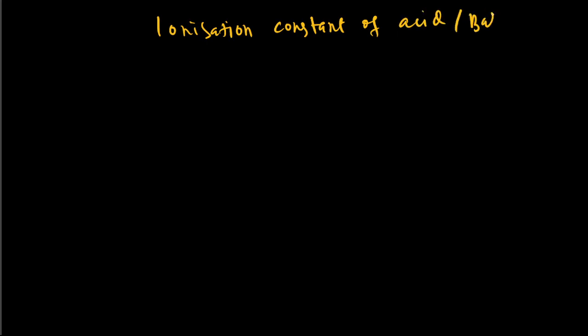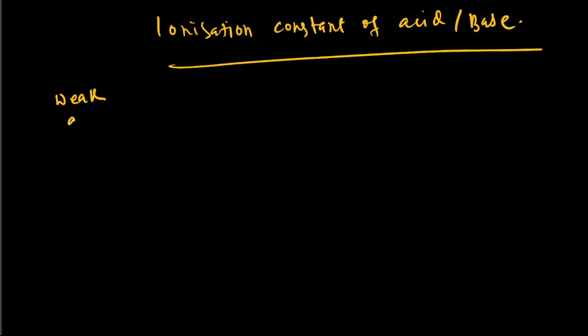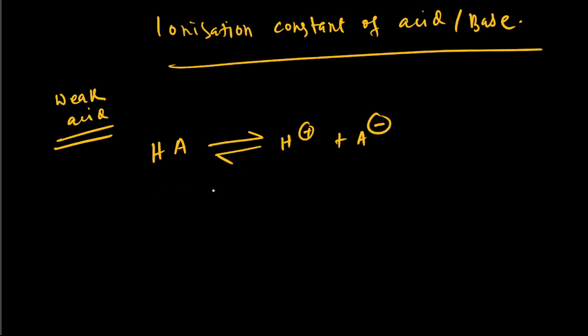Today's topic is the ionization constant of an acid or base. Suppose we are taking a weak acid, HA, which dissociates into H plus and A minus. The equilibrium constant K will be the concentration of products divided by the concentration of reactants.